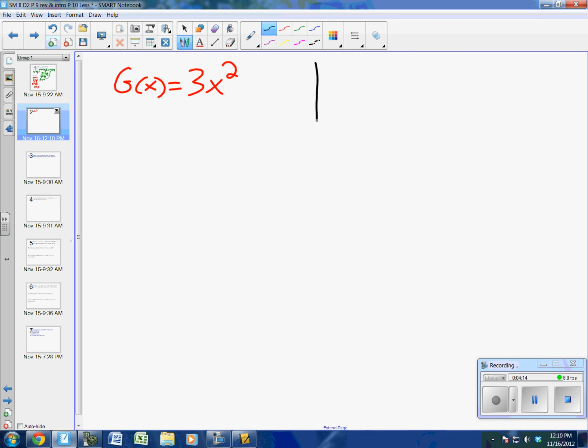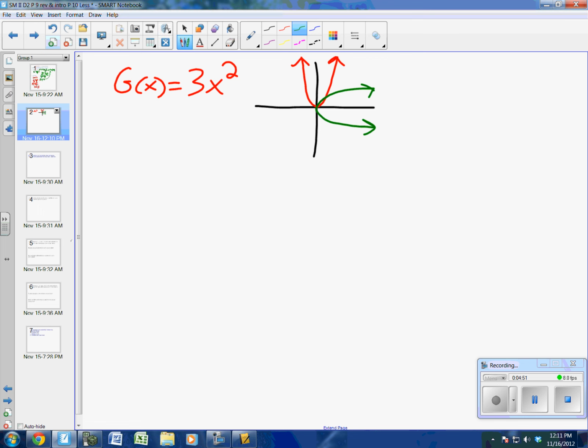If you remember right, 3x squared would be a parabola that looks like this, okay? Now, is a parabola a function? Okay, the parabola is a function because it passes the vertical line test. However, its inverse, if we graphed its inverse would look like that. Is the inverse a function? No, because it doesn't pass the vertical line test. So the inverse is not a function.